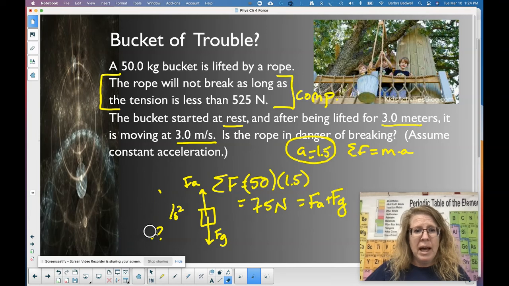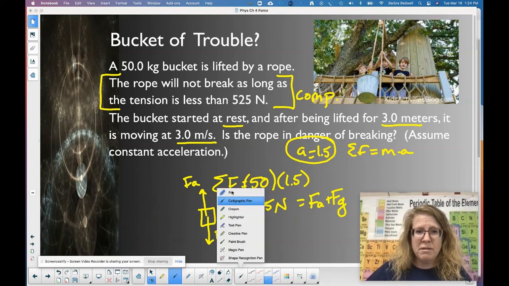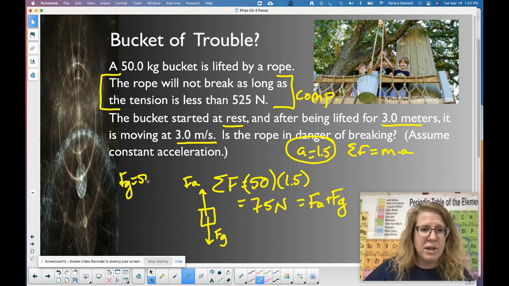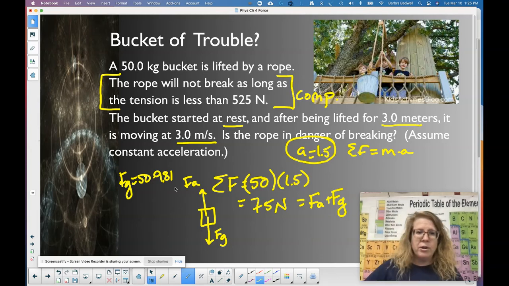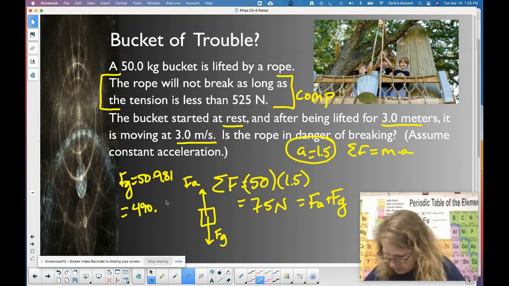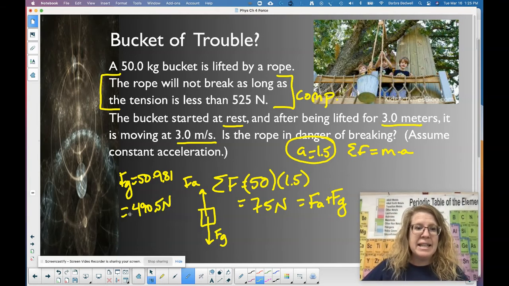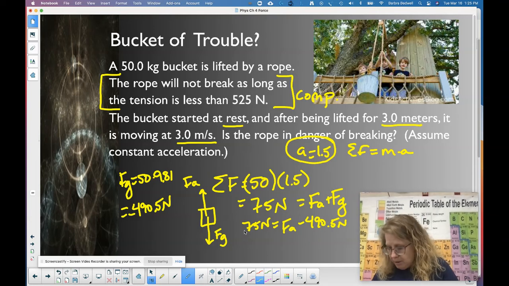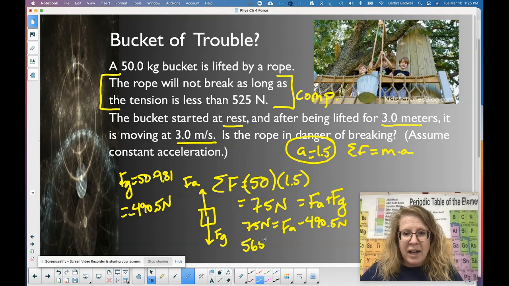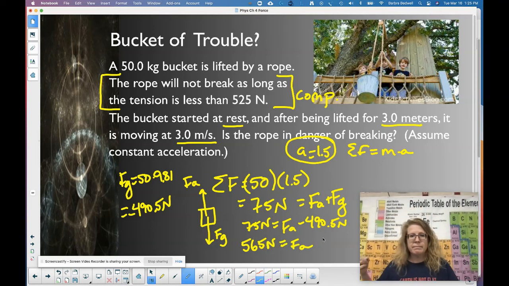I'm going to erase this part. How do we figure out what FG is? FG is the weight of the bag: 50 times 9.81. The weight of the bag is 490.5 newtons. That's FG, and it's down, so I'm going to make it a negative sign. So 75 newtons equals the lifting force on the bag minus 490.5 newtons. FA is the upwards force, FG is the downwards force. I'm going to solve for FA by adding 490.5 to 75, which is 565 newtons equals FA.